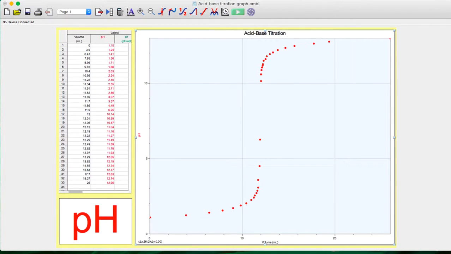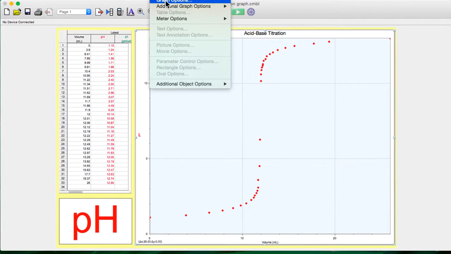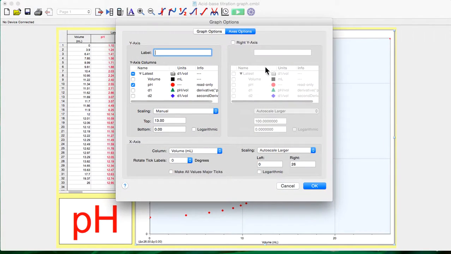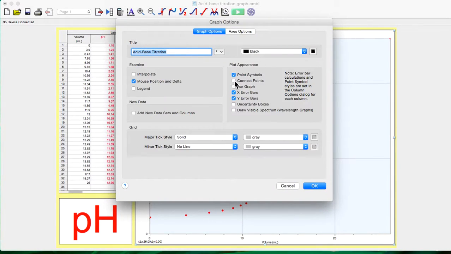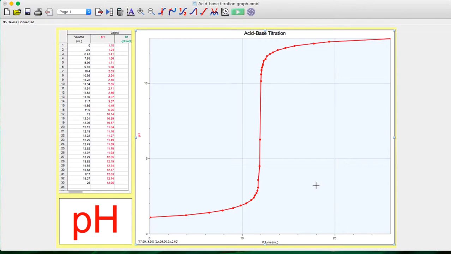The purpose of this video is to help you with the analysis of your titration curve. The first thing that we'll need to do is connect the points on your titration curve so that we can analyze the curve that you have in front of you. To do this, you'll go to Options and select Graph Options, and then you'll get this window. Under Graph Options, you will choose to connect the points.